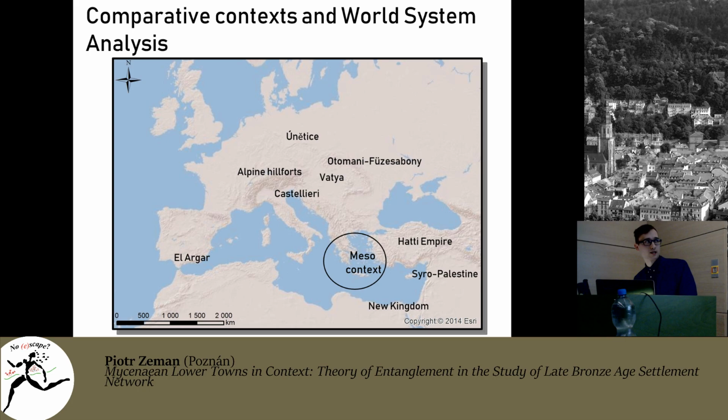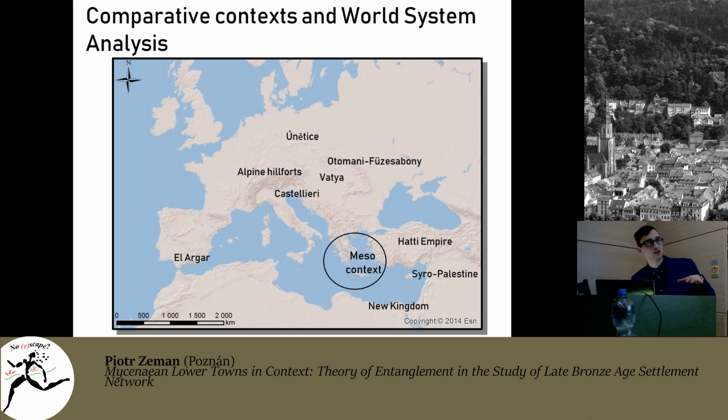and this creates a meso context, so the overall Mycenaean settlement network, and then we have the macro context, so the other cultural entities with which we can try to compare our network, and those are basically divided, as I said before, into two main worlds.